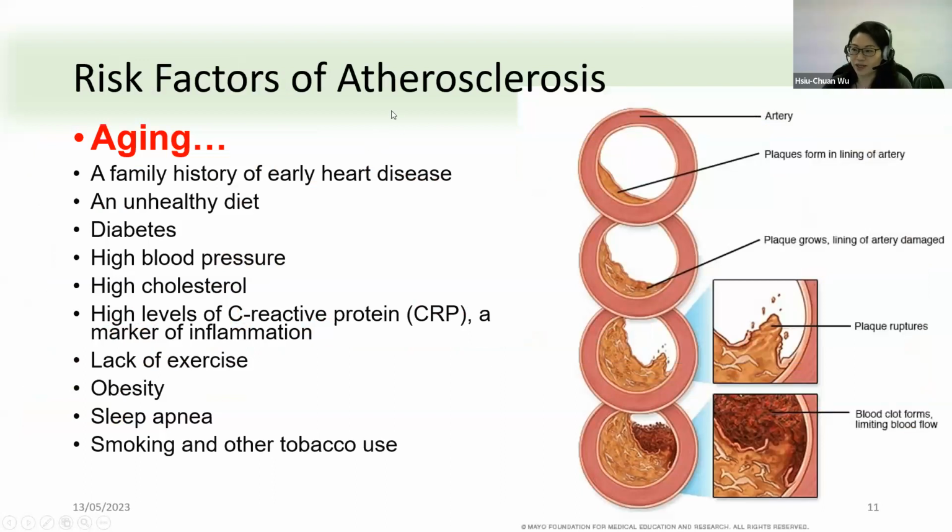And the risk factors of atherosclerosis we just talked about: aging is one of the biggest risk factors for atherosclerosis. And also if you have a family history of early heart disease, by early I mean under 55 years old, and also if you eat unhealthily, you have diabetes, you didn't control your blood pressure or your cholesterol, or you have a high level of C-reactive protein, which is a marker for blood vessel inflammation. Or if you didn't exercise enough, you cannot control your weight, if you have sleep apnea, you smoke or use other tobacco, all these are risk factors for the development of atherosclerosis. We talk about atherosclerosis because that's the major risk factor for the ischemic stroke.